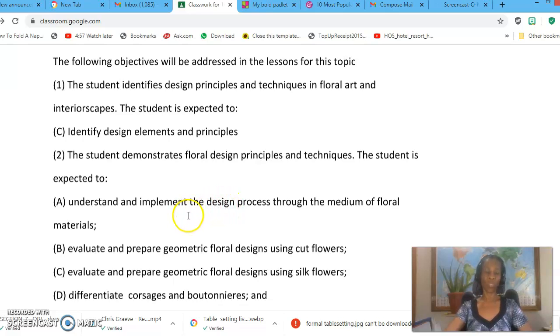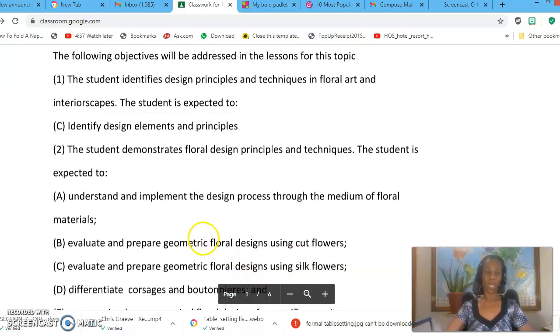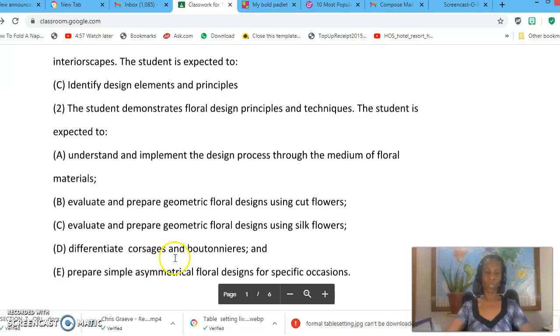So we're going to be using flowers after a while, and you are going to prepare a geometric floral design using cut flowers, if you have them. When I say cut, I'm talking about the natural flowers, and we are also going to use the artificial or silk flowers. We're just going to touch on corsage and boutonnieres, and you are going to be preparing a simple asymmetrical design for a specific occasion, and that will be the SBA question.